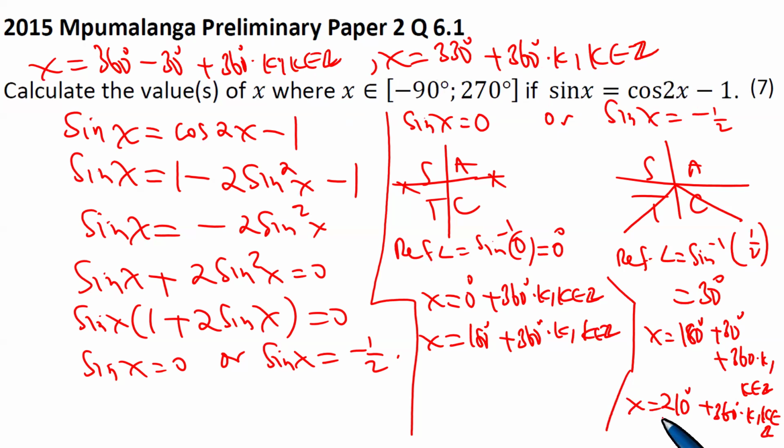So now we have 330 and then 210. Okay, we're good. Let's check this one. All right, so now if we want 180 plus that, and then you have 210 plus that. And then we have 330.